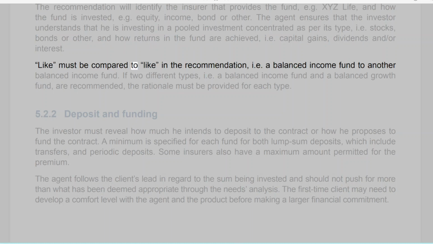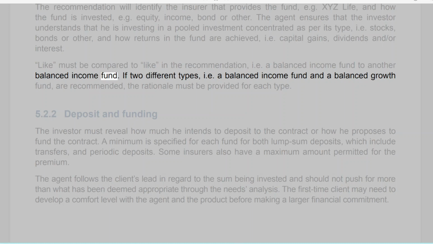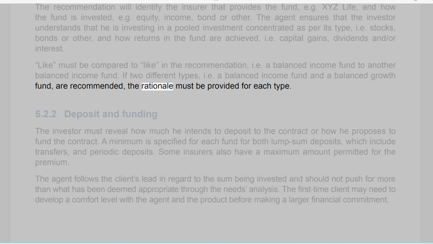Like must be compared to like in the recommendation, i.e. a balanced income fund to another balanced income fund. If two different types, i.e. a balanced income fund and a balanced growth fund, are recommended, the rationale must be provided for each type.